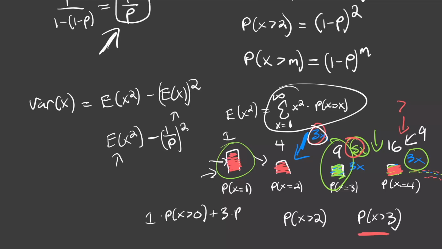3 times the probability that x is greater than 1. Now I add on, well, what was it? 5 times the probability that x is greater than 2, plus 7 times the probability that x is greater than 3. Then this is going to keep on going with our coefficients being the odd numbers.